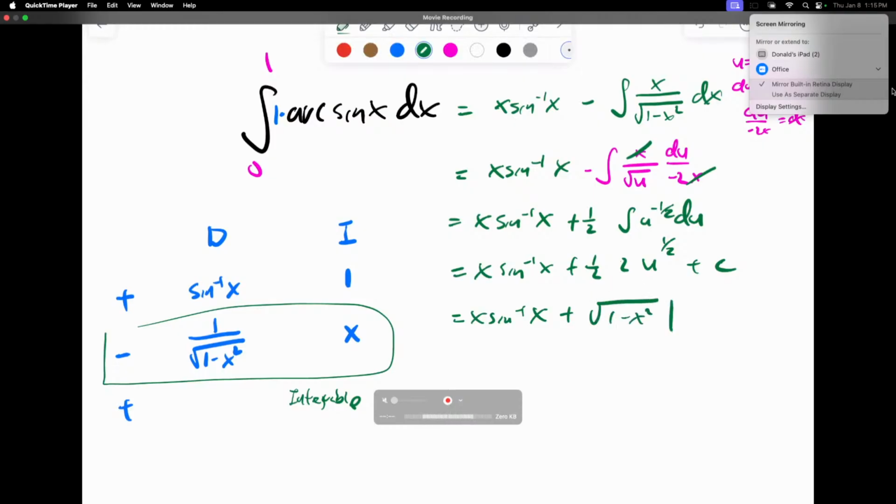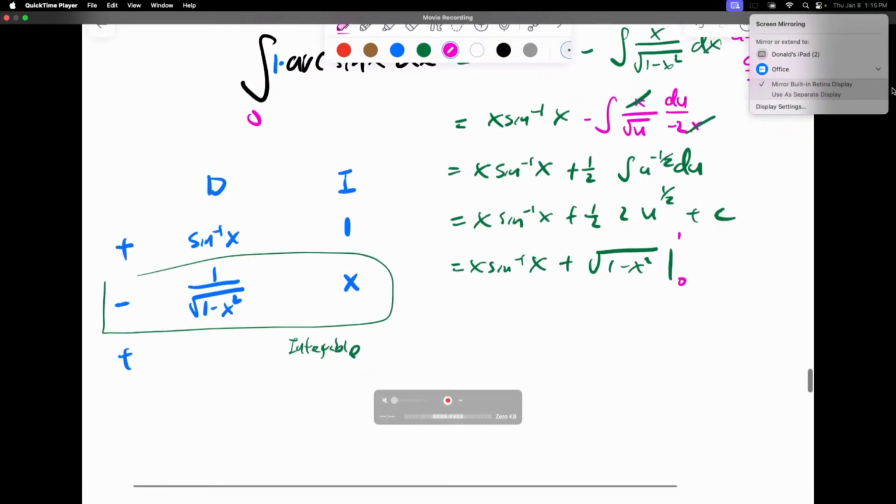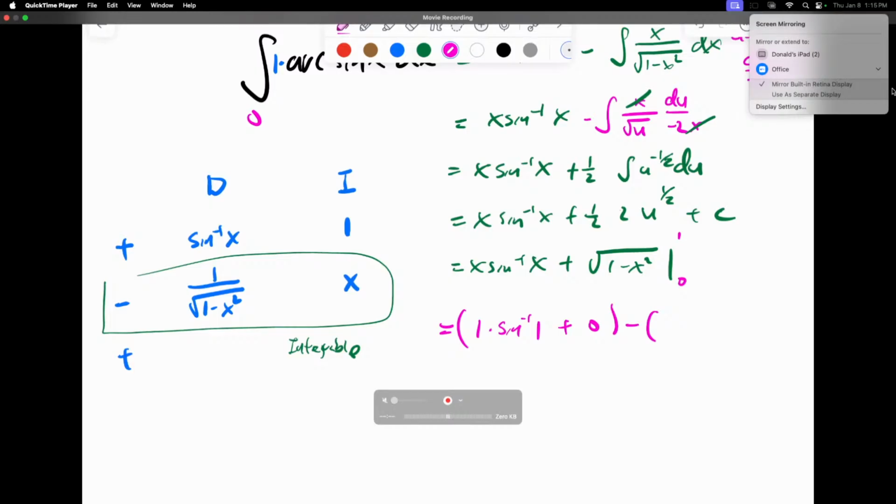x squared, between 1 and 0. Don't forget now we're doing a definite integral. So we're going to plug in 1. So it'll be 1 times sine inverse of 1 plus, if I plug in 1, 0, minus 0 plus square root 1. So what's sine inverse of 1? Pi over 2. And then minus 1. This is my final answer.